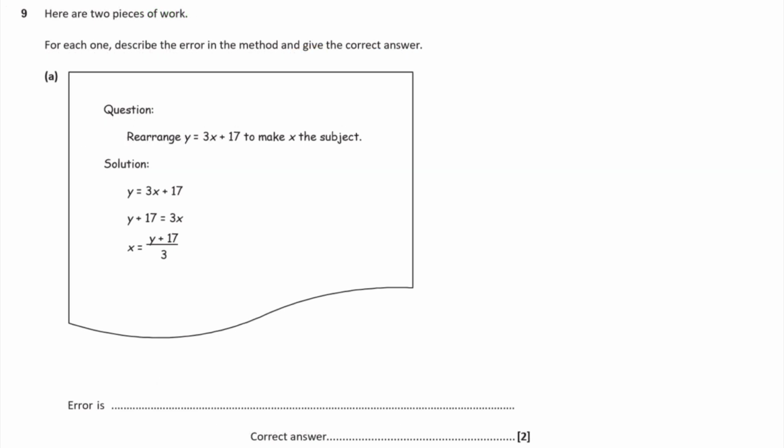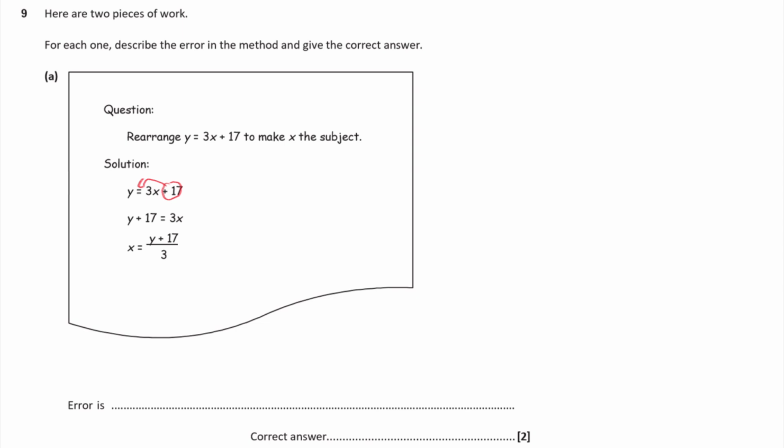Question 9. Here are 2 pieces of work. For each one, describe the error in the method and give the correct answer. So question: rearrange y equals 3x plus 17 to make x a subject. So what has this person done? Well, they've started with the formula y equals 3x plus 17. They have shifted the 17 over to the other side somehow, and then they've divided through by 3. I think that is the error there, isn't it?